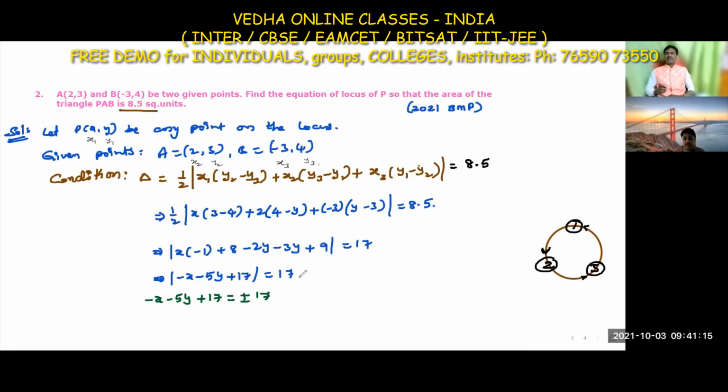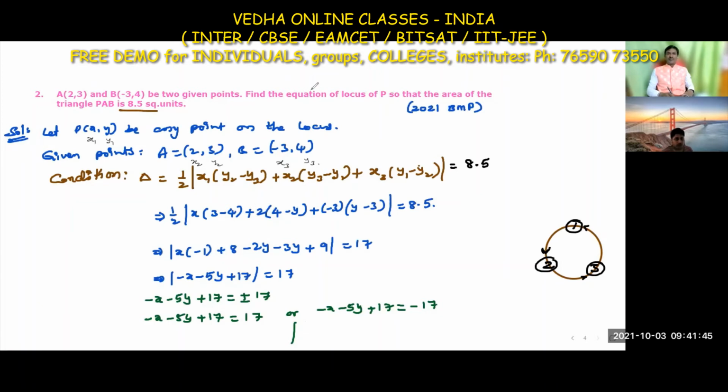Here we have two methods: we can square on both sides, or otherwise take plus or minus, either is okay. In this plus or minus, once we take plus, once we take minus. So here I am taking plus: minus x minus 5y plus 17 is equal to 17, or otherwise minus x minus 5y plus 17 is equal to minus 17. Solve this separately, solve that separately.